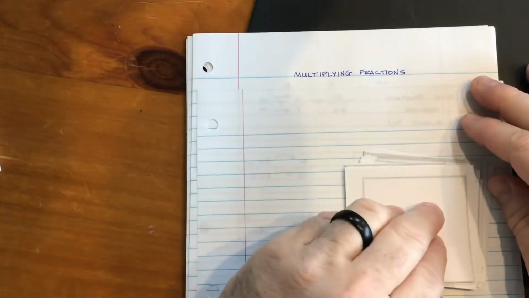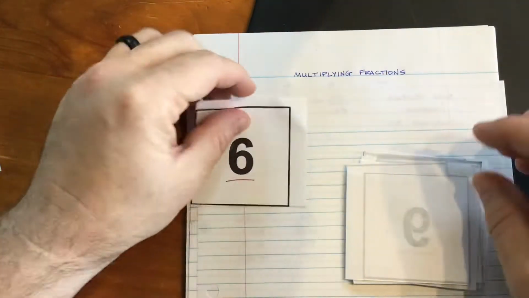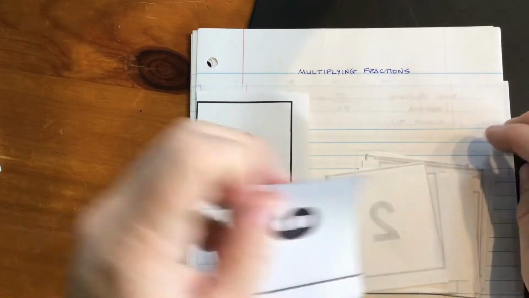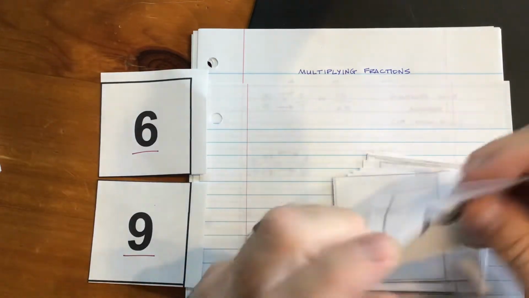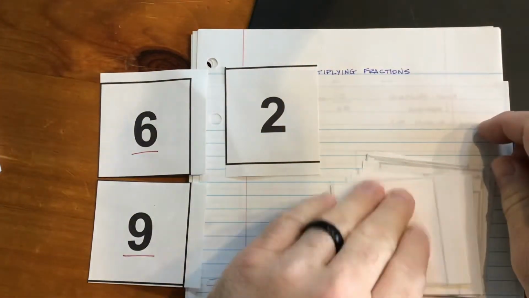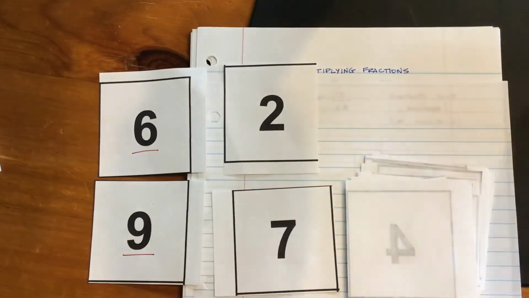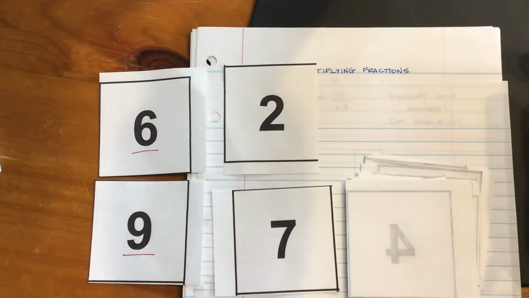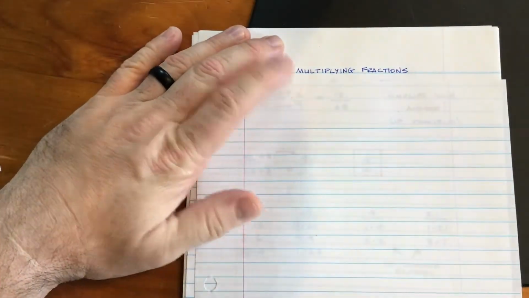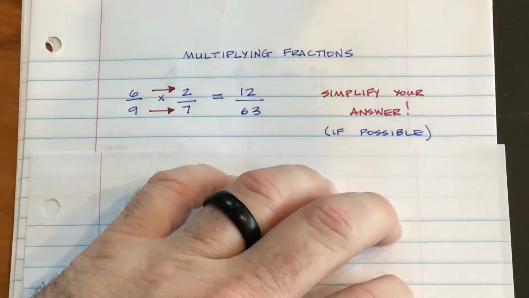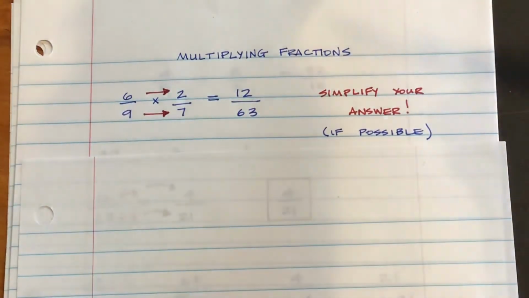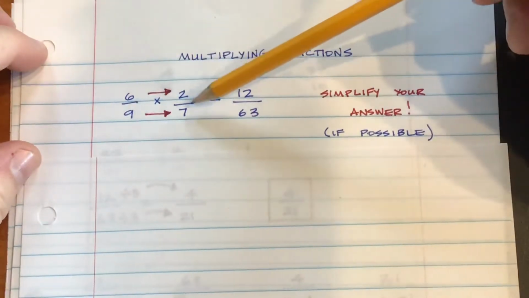The way this works is you are going to turn over the first card to make a numerator, turn over the second card to make a denominator. So 6/9 is my first fraction, and I'm going to multiply that by another fraction. So here we go again, numerator 2, denominator 7. So I want to do 6/9 times 2/7. I'm going to move these out of the way, and I've already done the work ahead of time just so you can see how it's done and speed the video up a little bit. But here's my 6/9 times 2/7.